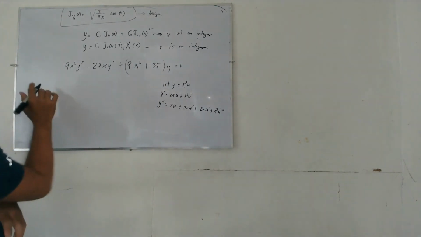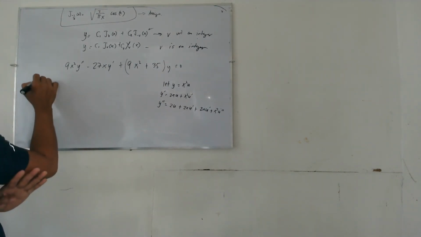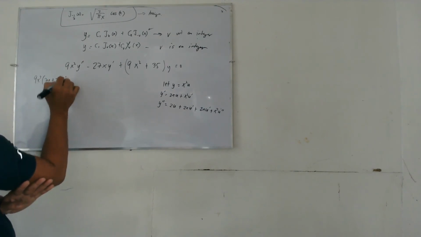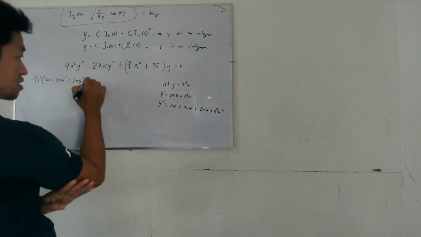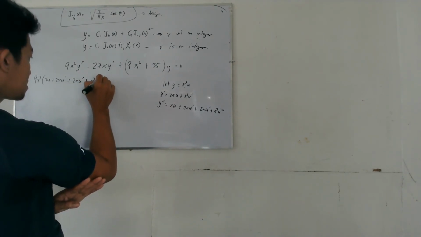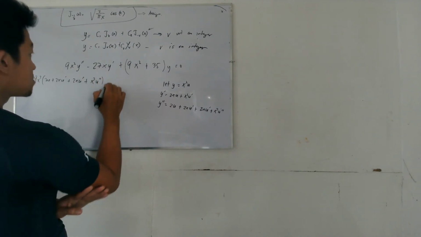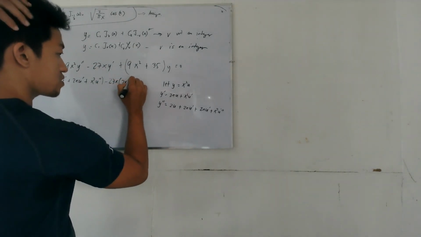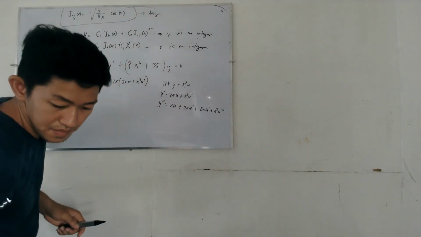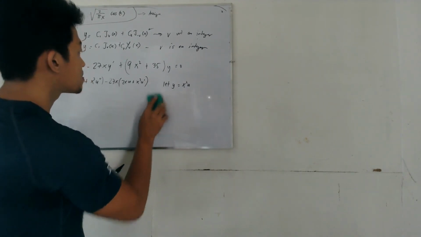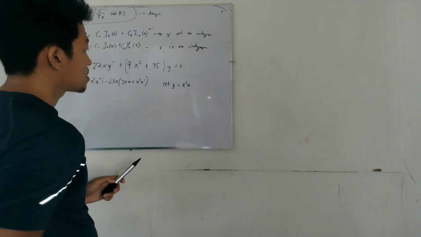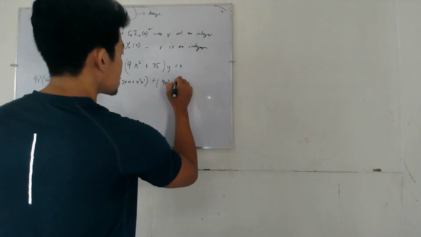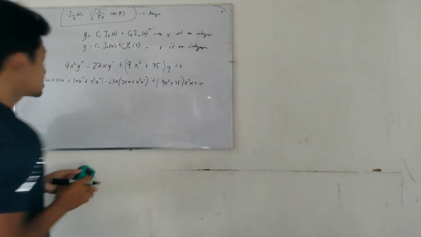Sige, plug in mo na diri. You'll get minus 27x to xu plus x squared u prime plus squared u. X squared u. Simplify din mo ni.